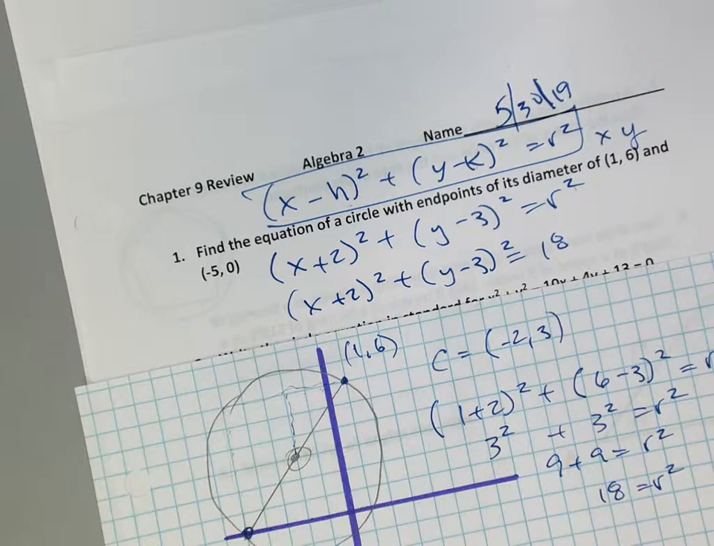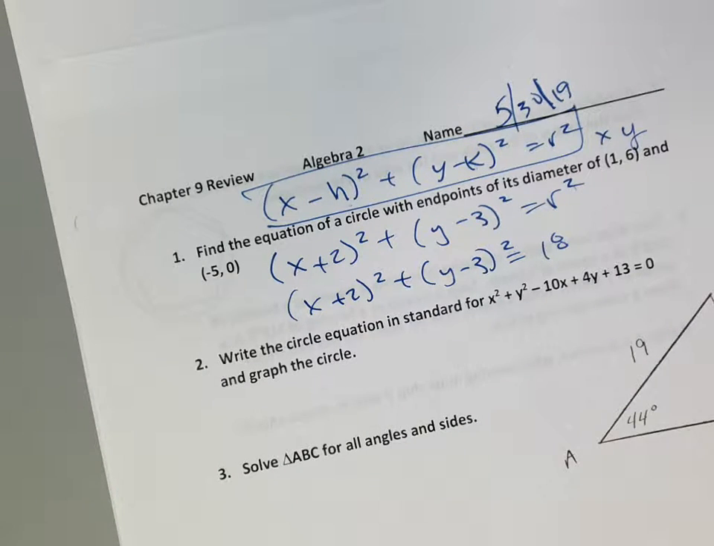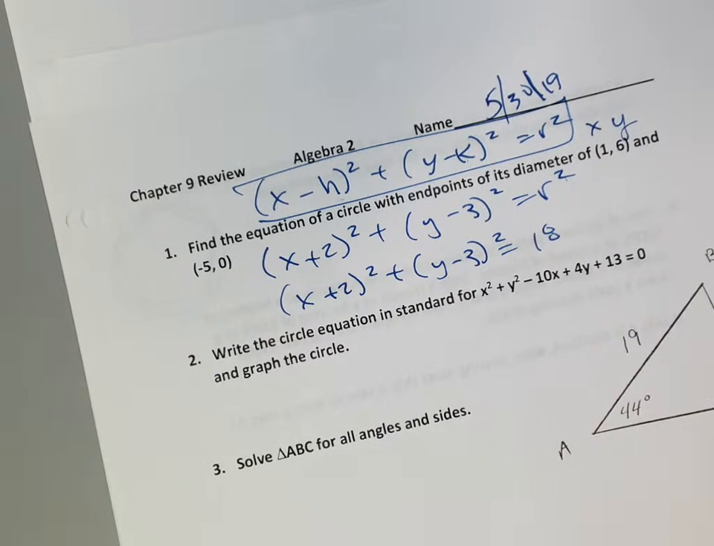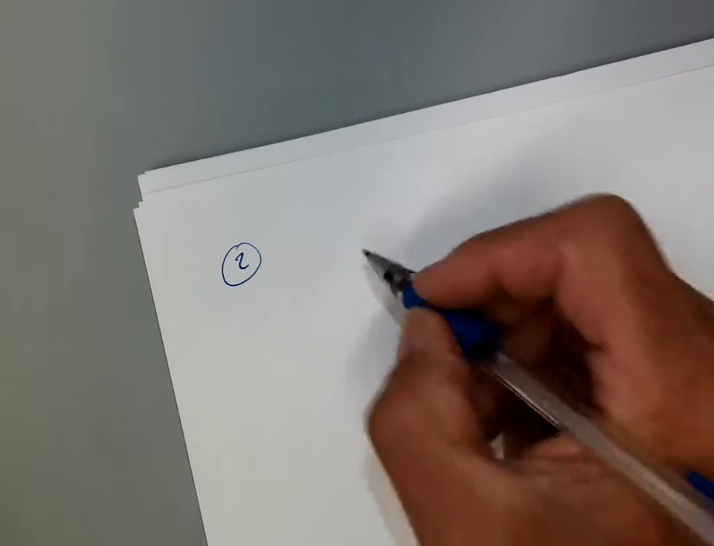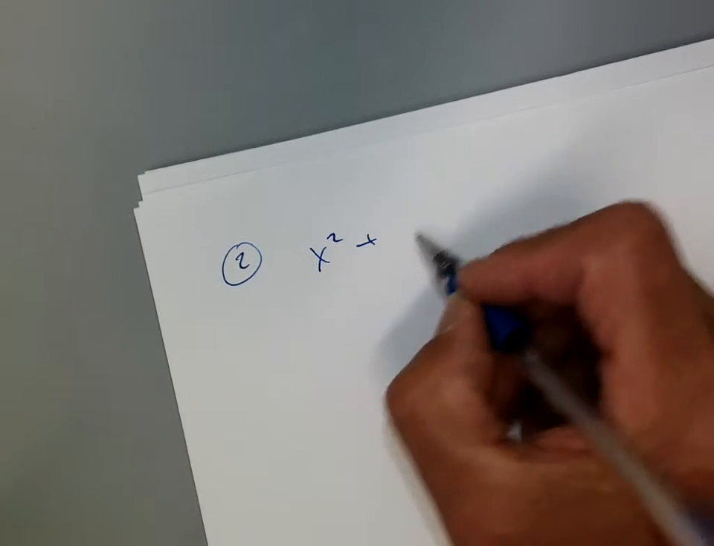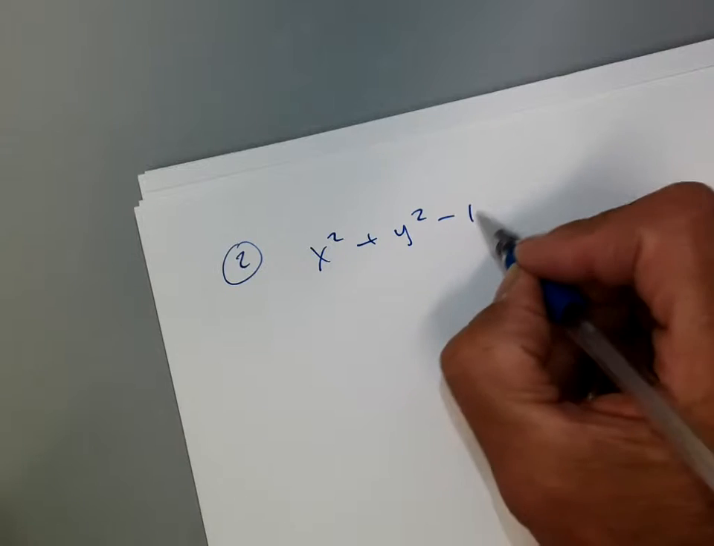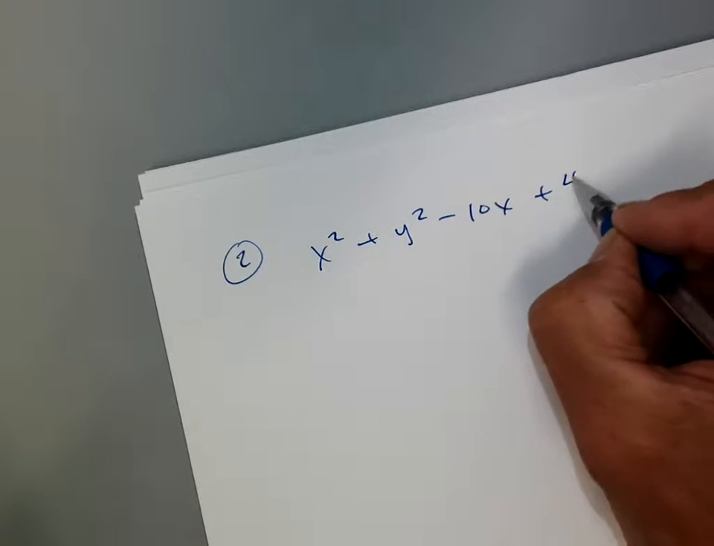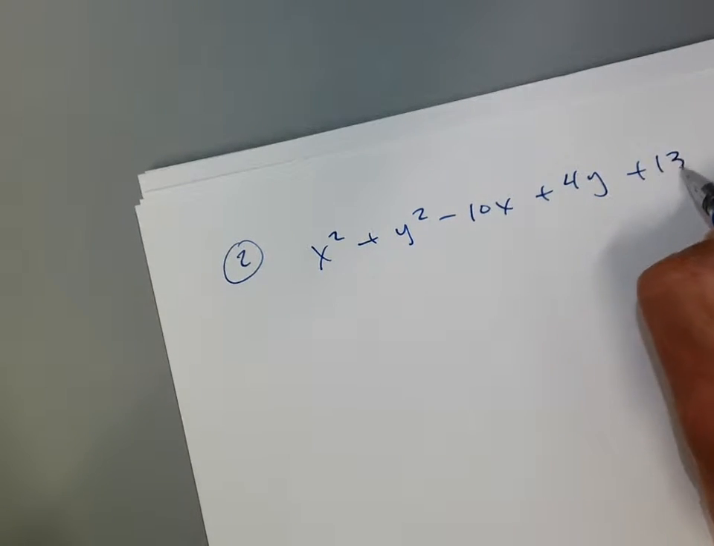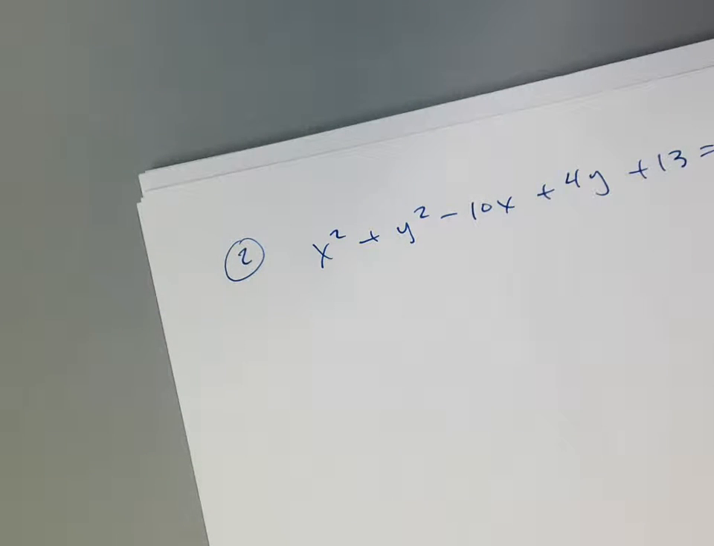All right, let's move on to number 2. We're going to write the circle in standard form. We've practiced this a couple of times, so let's practice it again. Number 2: x squared plus y squared minus 10x plus 4y plus 13 equals 0. What I eventually want to do is factor.